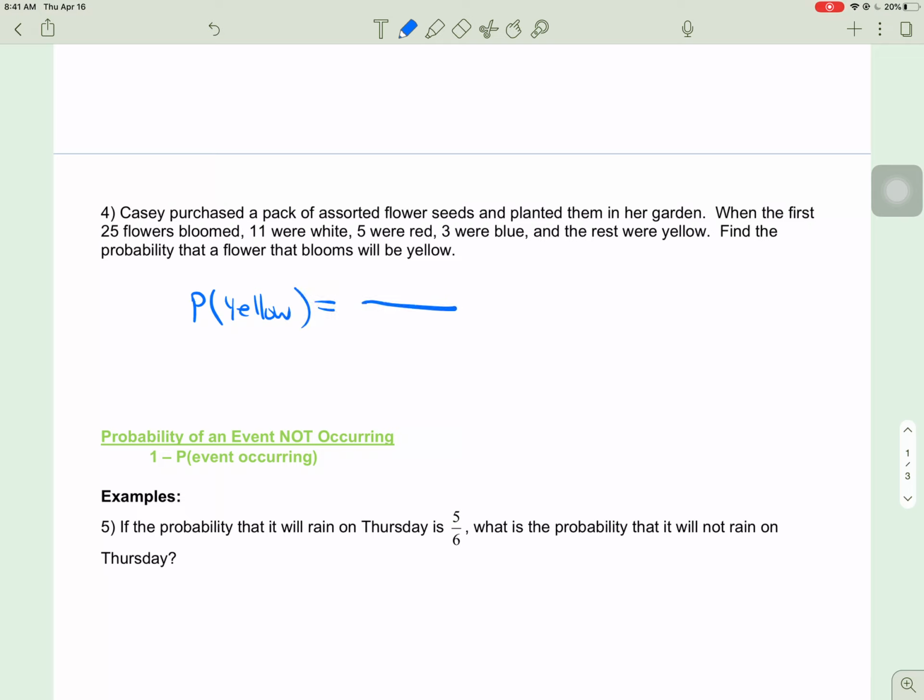Well, how many total flowers were there? 25. How many were yellow? Well, you had 11 white, 5 red, that's 16, and 3 blue, 19, which means 6 were yellow. 6 out of 25, or about 24%, or 0.24.